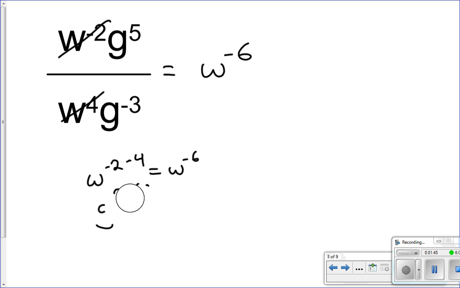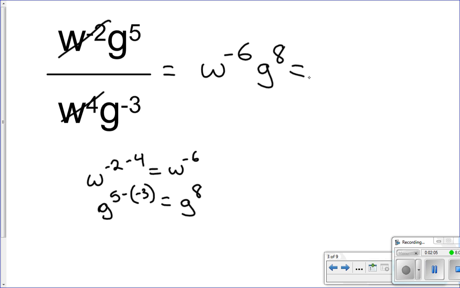G to the 5th minus negative 3. Well, subtracting a negative is like adding, so it's g to the 5th plus 3, or g to the 8th. So I get w to the negative 6 and g to the 8th. Well, w to the negative 6 has to go to the other side of the fraction, so it's g to the 8th over w to the 6th.